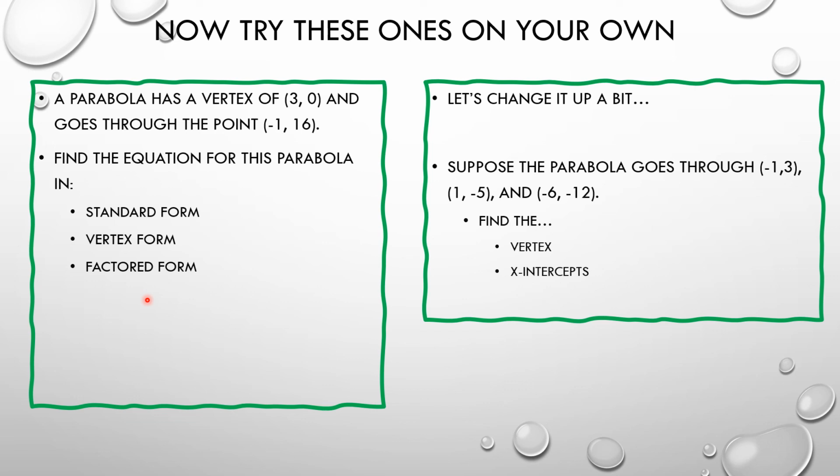For the second problem, we'll change it up a bit. Suppose the parabola goes through -1, 3, 1, -5, and -6, -12. Now that you know those 3 points, use Desmos to figure out the vertex and figure out the X intercepts. So that would be your task. I hope this video was all the fun that it promised it would be, and that you have an interesting challenge to take on in these problems.